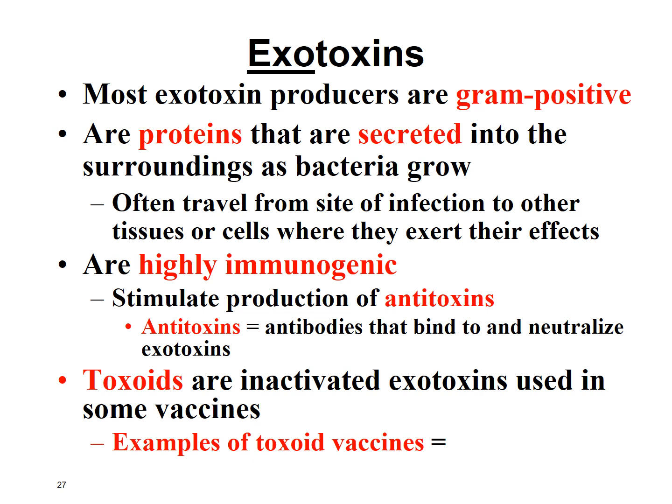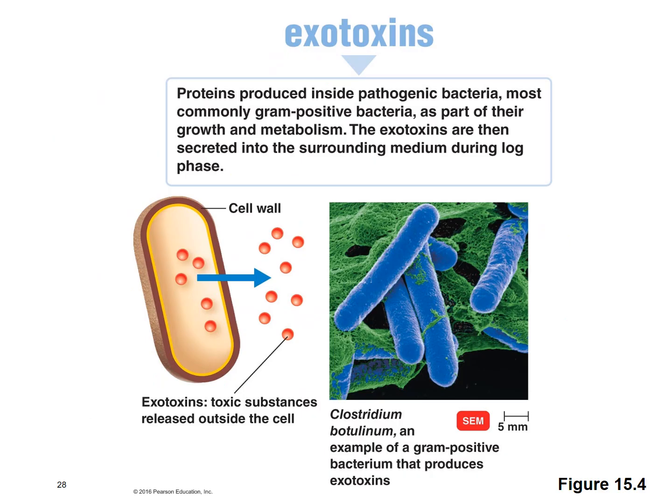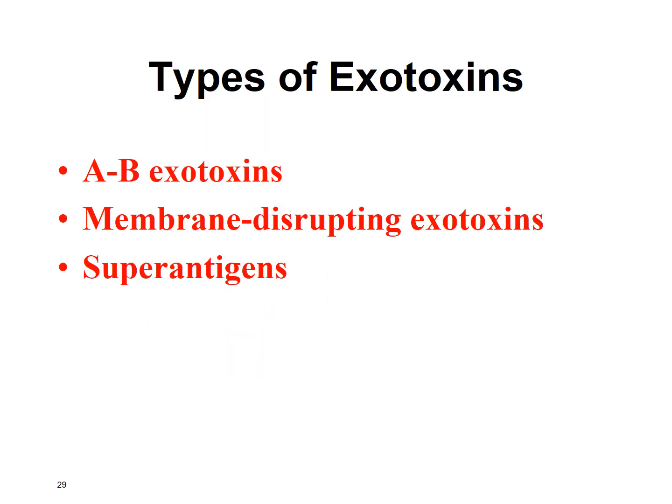So because the exotoxins are really recognized by the immune system, we can also make vaccines out of them. So if you remember, we talked about the toxoid vaccines. We're just giving the person inactivated exotoxins. And the two examples of toxoid vaccines that I want you to know are tetanus and diphtheria vaccines. And then here's just another picture of exotoxins. So we have three different types of exotoxins. We have AB exotoxins, membrane disrupting exotoxins, and superantigens.